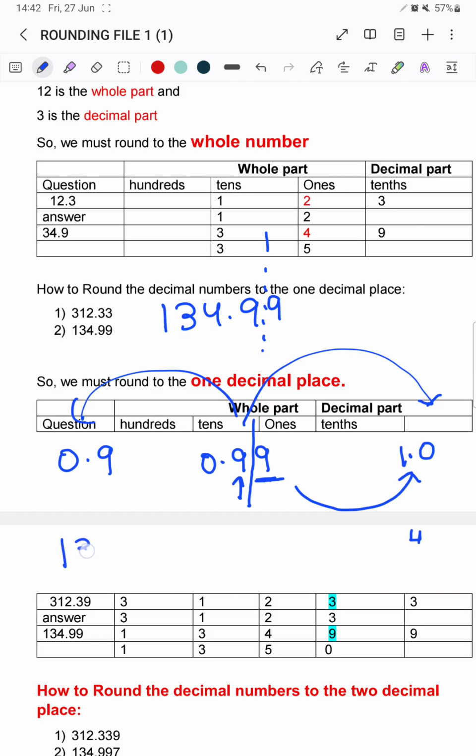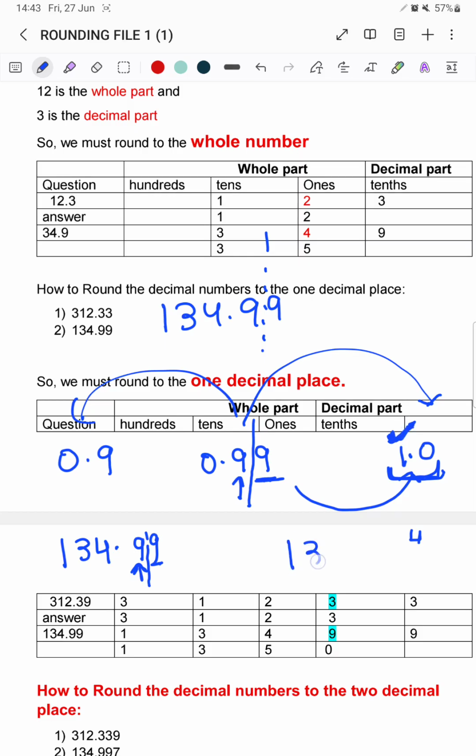Our actual number is 134.99. So here, if you see that this is 9, what we do is we raise this value 9 by 1. When you raise it by 1, it will round to 1.0. So the whole number is going to be increased by 1.